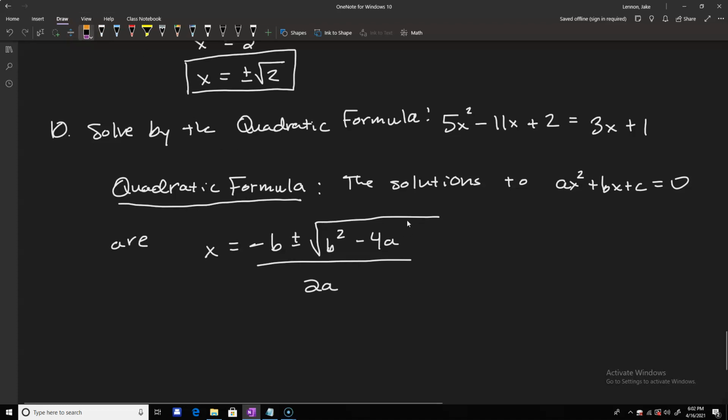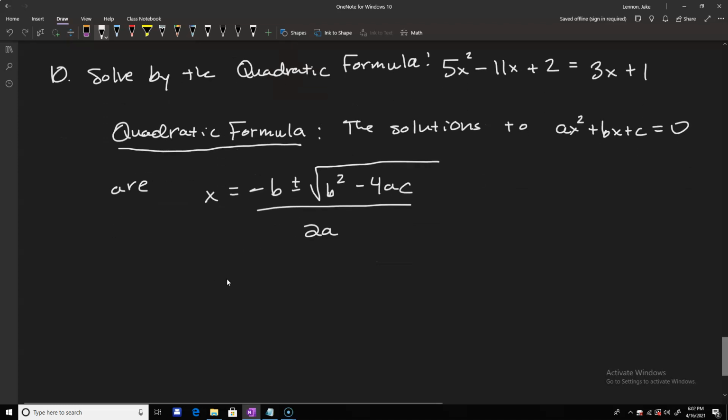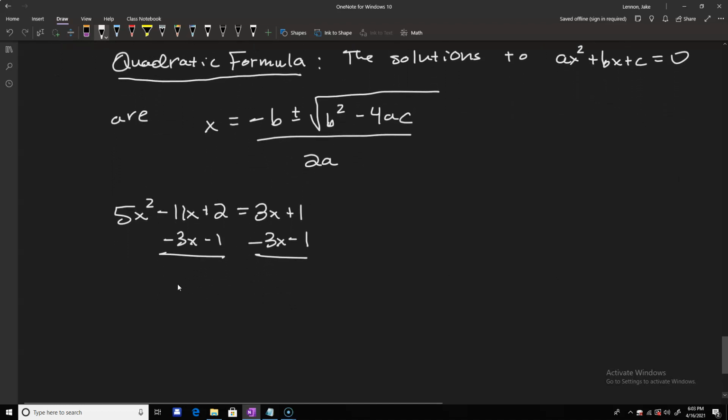So we have a little bit of work to do before we can get to the quadratic formula, because notice we don't have 0 on one side of our equation. We have the 3x plus 1 over there. So the first thing we have to do is move that to the left. If we have 5x squared minus 11x plus 2 equals 3x plus 1, we want to start by subtracting 3x and also subtracting 1. And then we'll be ready to apply the quadratic formula once we simplify this. So we have 5x squared minus 14x plus 1 equals 0.